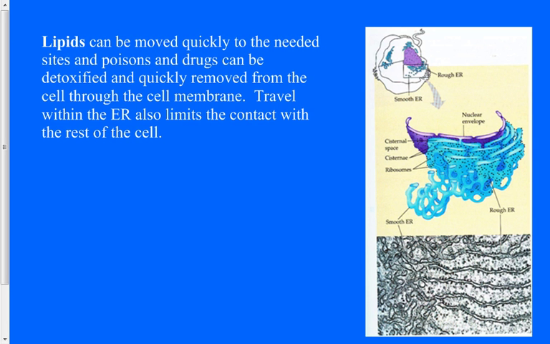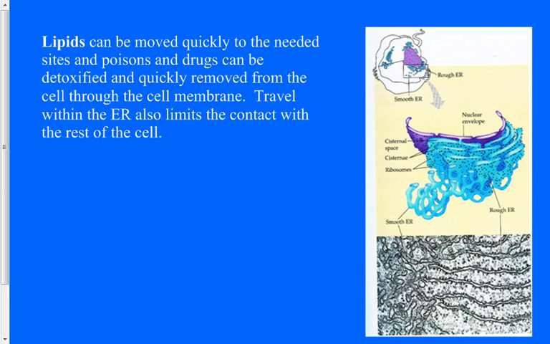Lipids can be moved. The smoothie jar is often attached at many points, in fact, to the cell membrane. The reason for that is that the stuff that fixes the cell membrane is produced in the smoothie jar, so it allows it to quickly transport stuff to the membrane. It also allows any of the toxic materials from the breakdown of drugs and poisons to quickly be sent to the cell membrane and excreted, that is, sent out of the cell somewhere else.